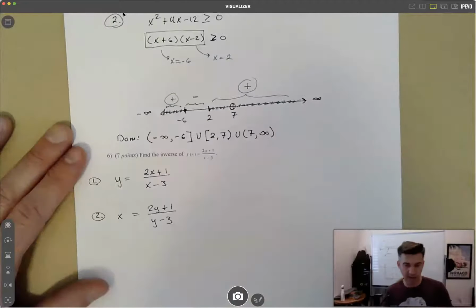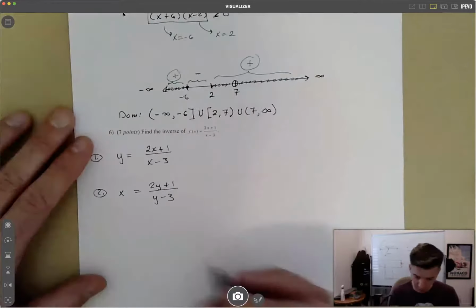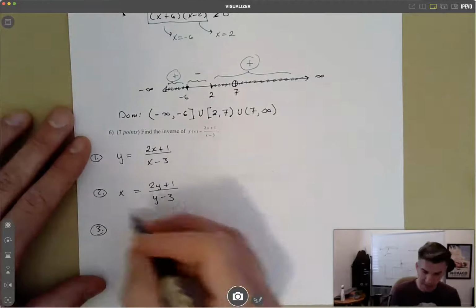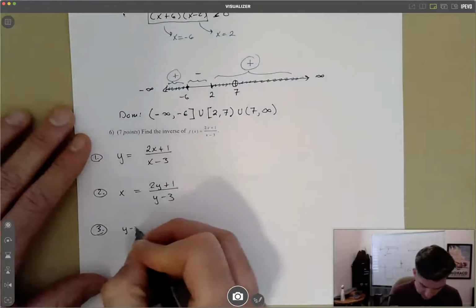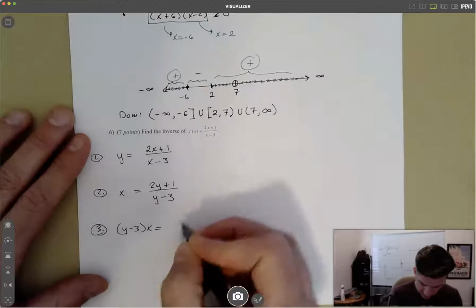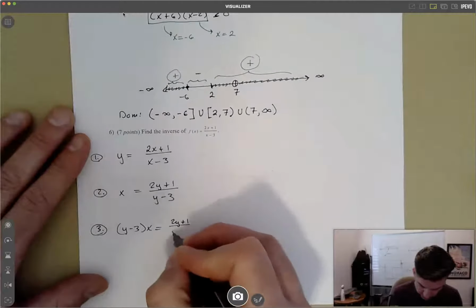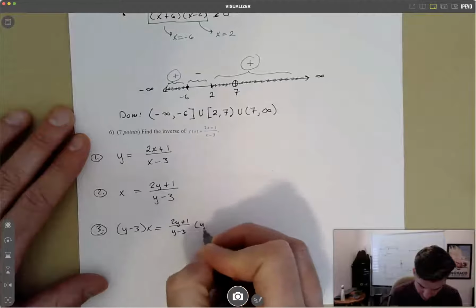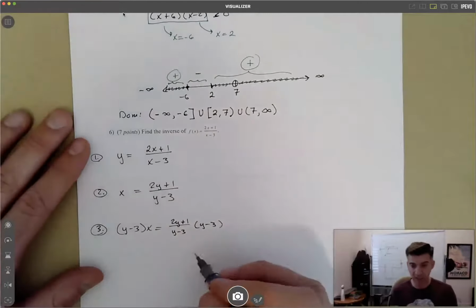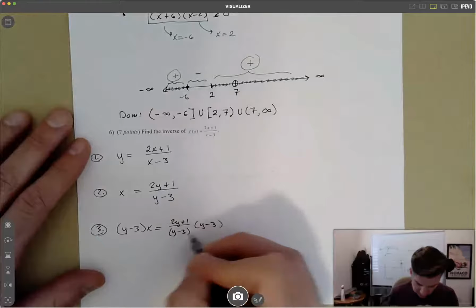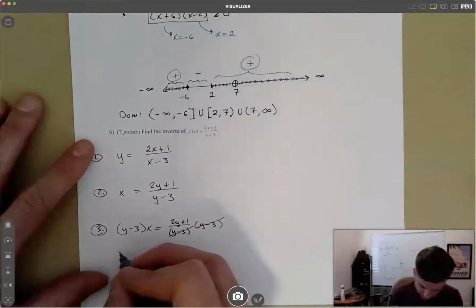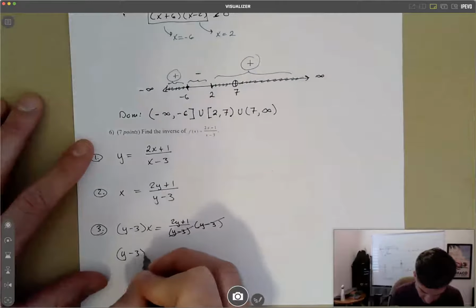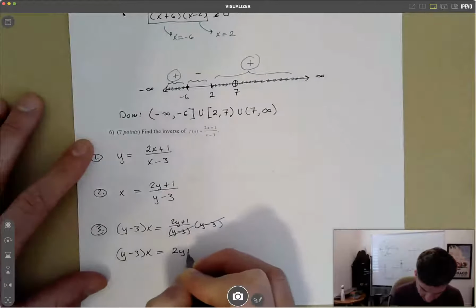And then we have to actually do the work, or we're going to try and solve for y. The first step you're going to take in this kind of expression is to multiply both sides by the denominator. So you're going to have y minus 3 times x equals 2y plus 1 over y minus 3 times y minus 3. I don't think you need to show this step. I think it's perfectly fine to jump to, oh, I know the y minus 3's cancel. That's why we multiply by y minus 3. So I've got y minus 3 times x equal to 2y plus 1.